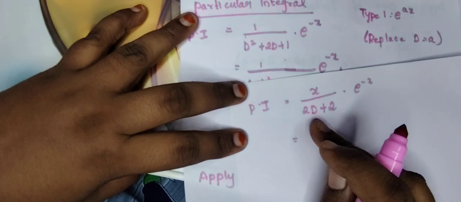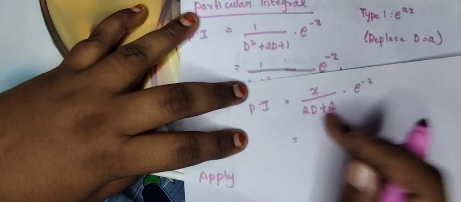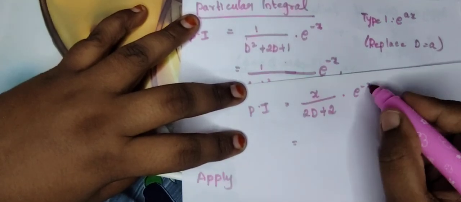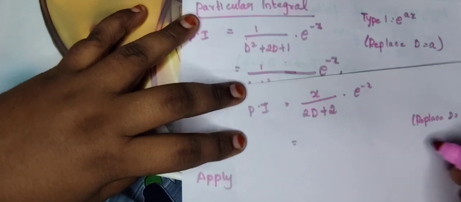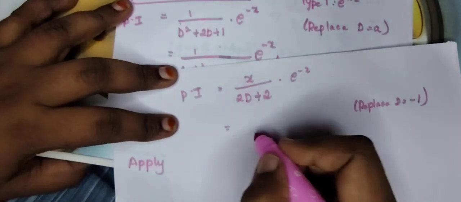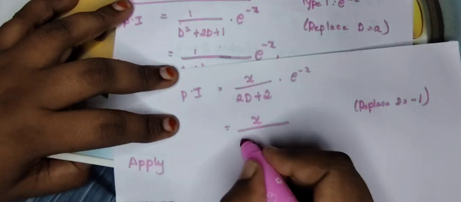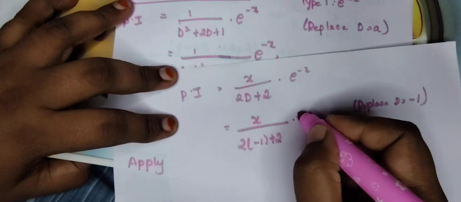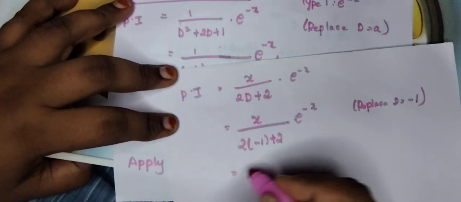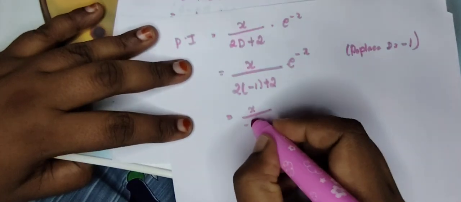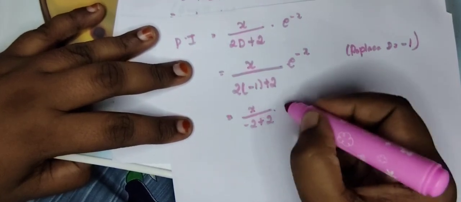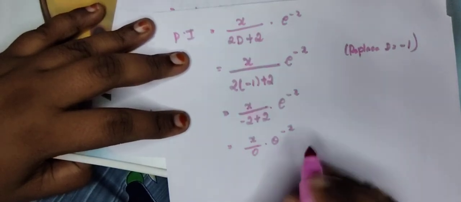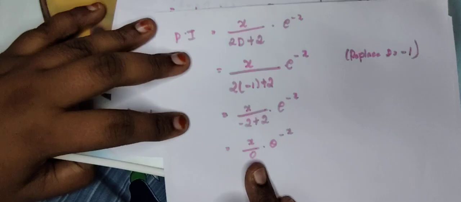So now again, as you can see here in the denominator we have d term. Then we are going to replace d equal to the coefficient of x, which is minus 1. So we are going to replace d equal to minus 1 now. If we replace d equal to minus 1, we get x divided by 2 into, in place of d I'll put minus 1, plus 2, into e power minus x. So this is equal to x divided by 2 into minus 1 is minus 2. Balance, we have plus 2 e power minus x. So this is x divided by 0 e power minus x. Again, as you can see here, the denominator becomes 0.